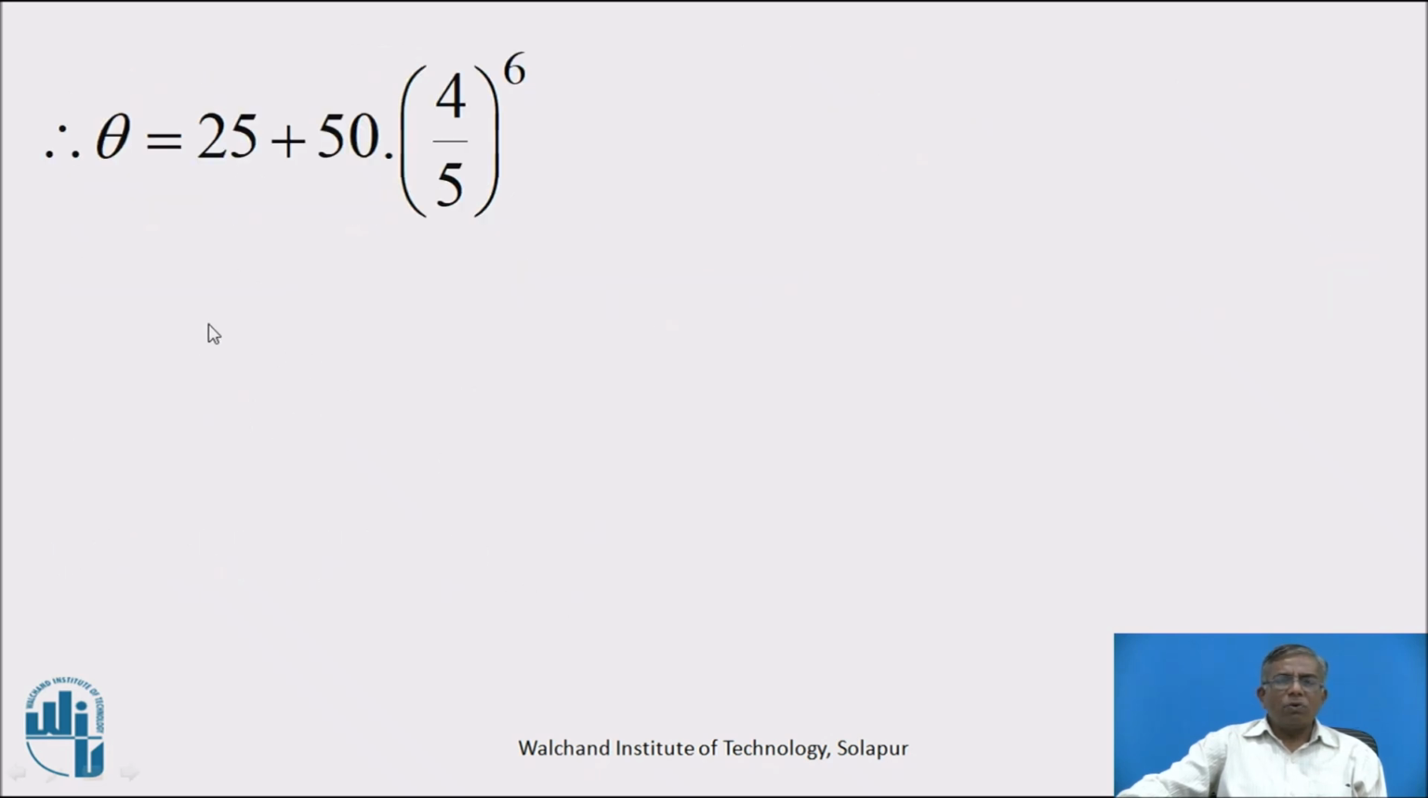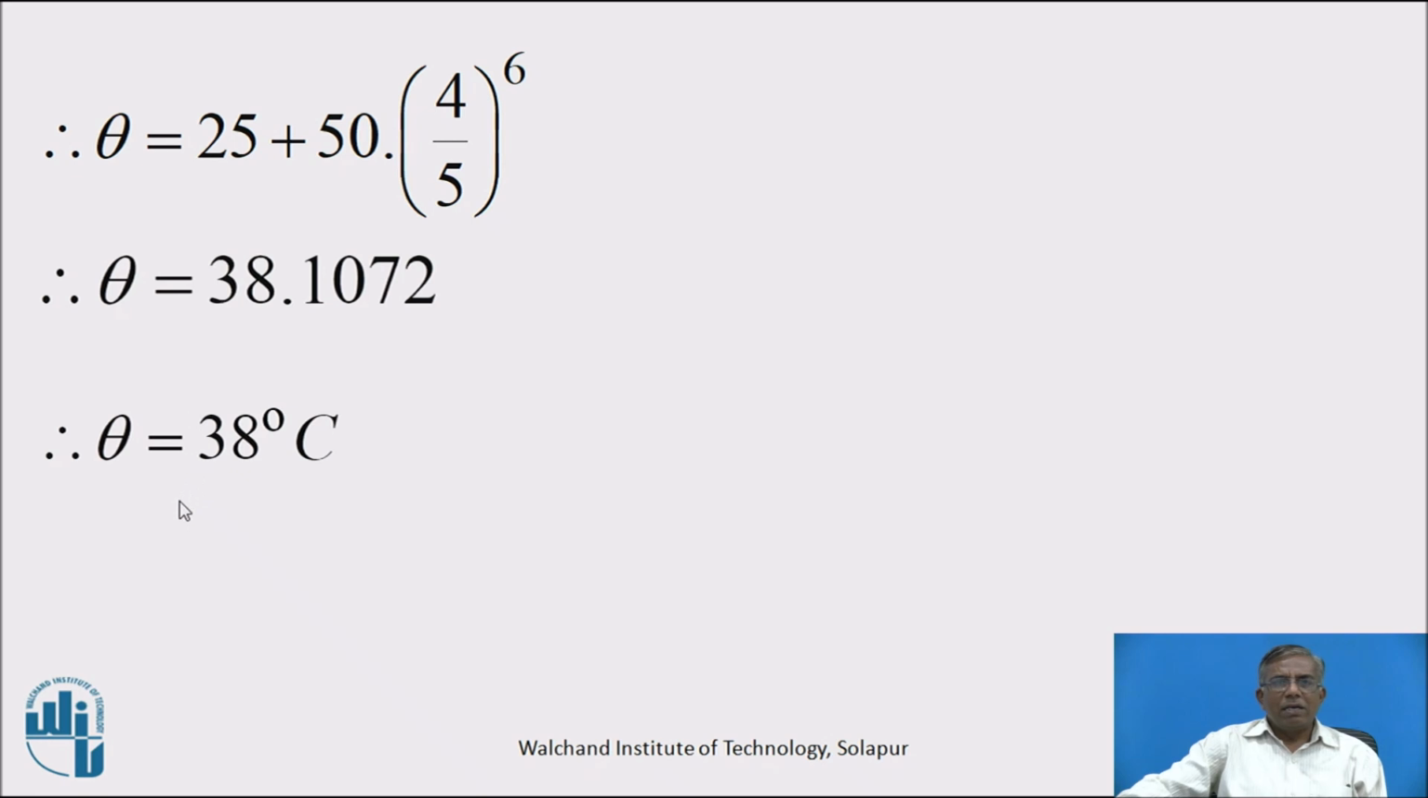Then theta equal to 25 plus 50, but the value of e power minus 15k is 4 upon 5 from equation number 3. Substitute here. So we get theta equal to 25 plus 50 into 4 upon 5 bracket raised to 6. And after simplifying this, we get the value of theta equal to 38.1072, and approximately we write it as theta equal to 38 degrees Celsius. So this is the required answer for the given question.